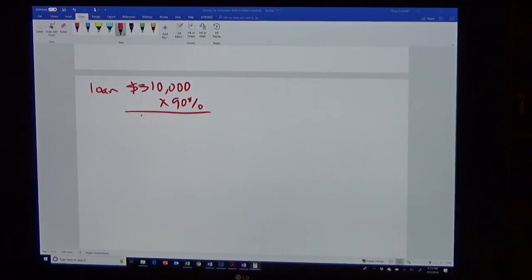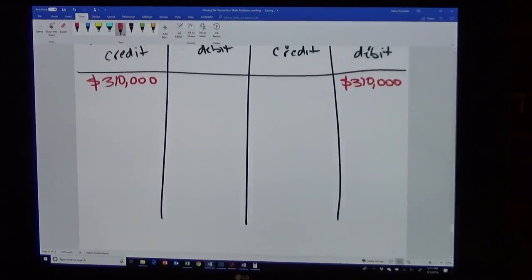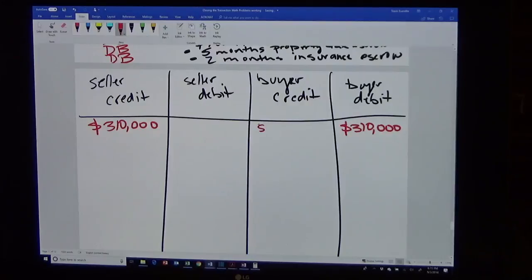That's $279,000 for the loan amount. We already wrote down that that's going to be a credit to the buyer, so $279,000 credit to the buyer. Alright, that takes care of the loan.